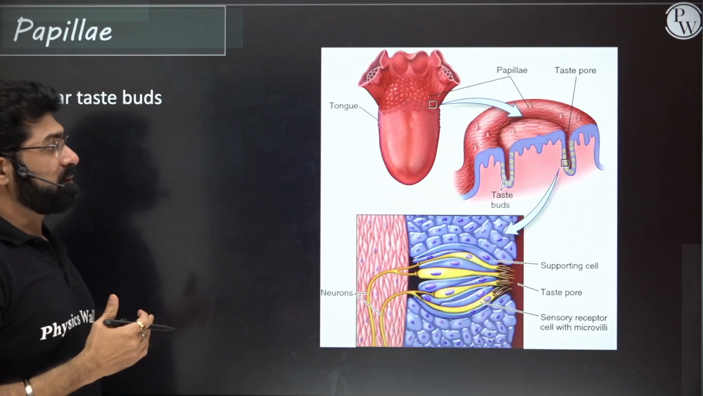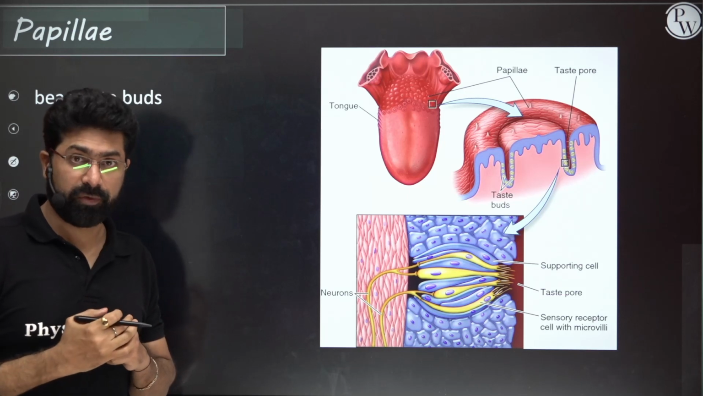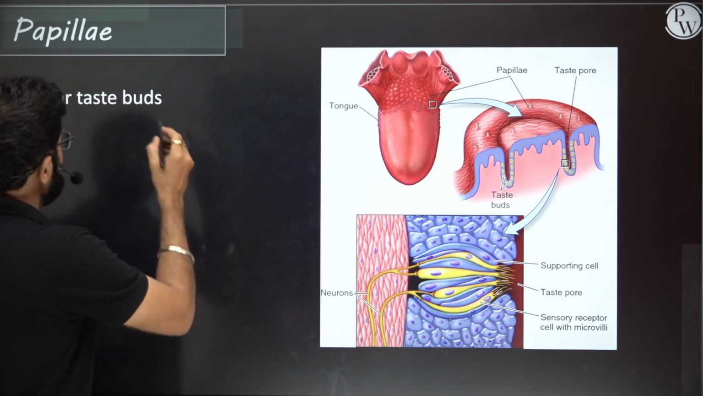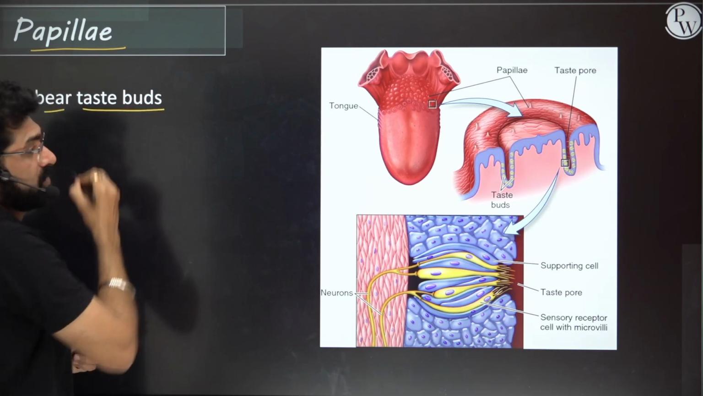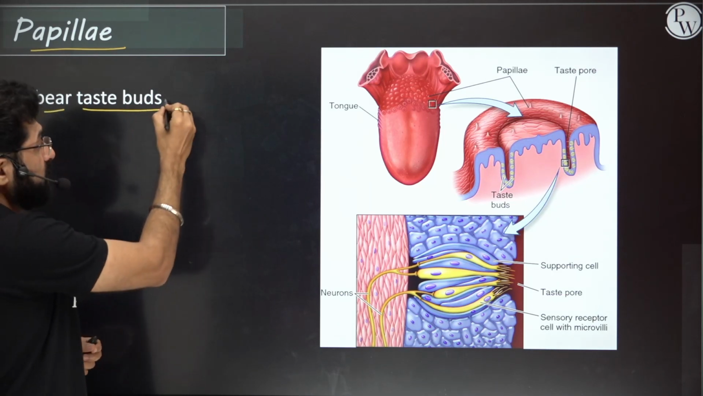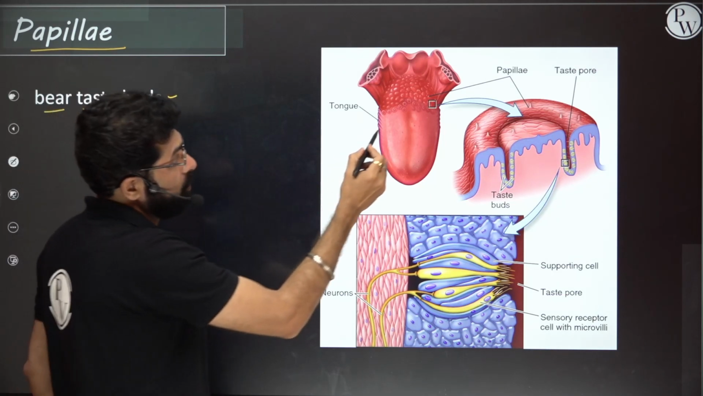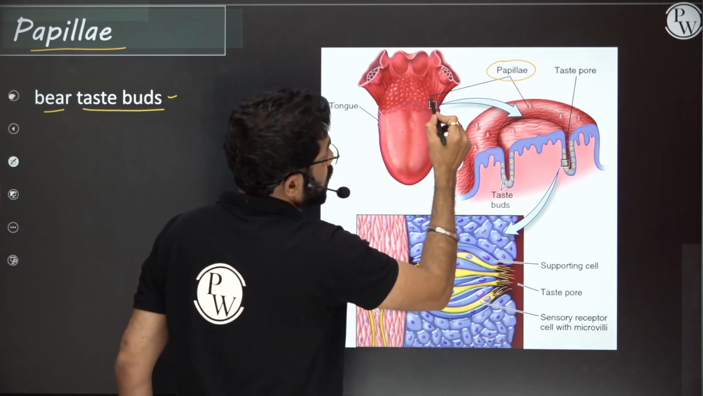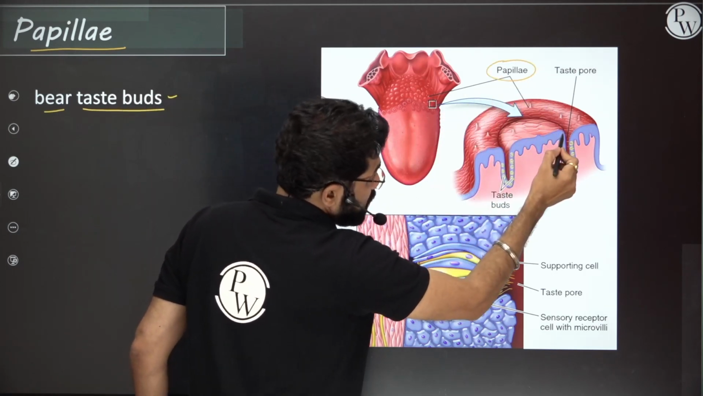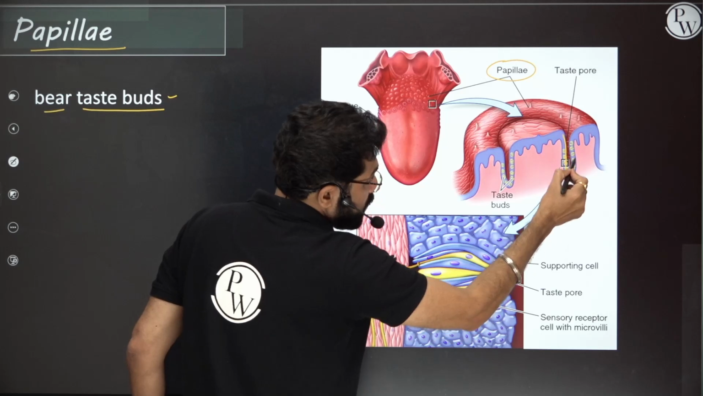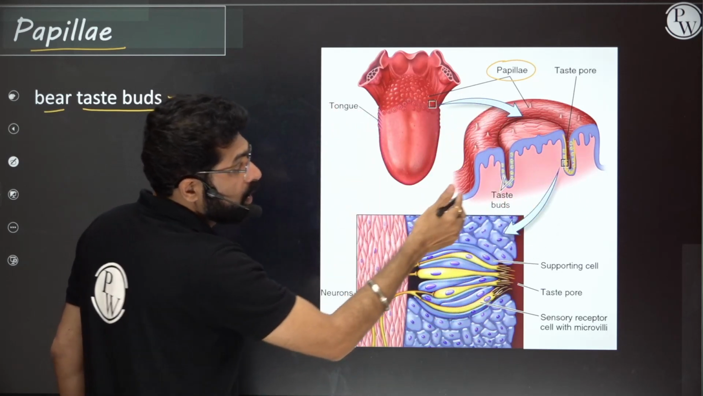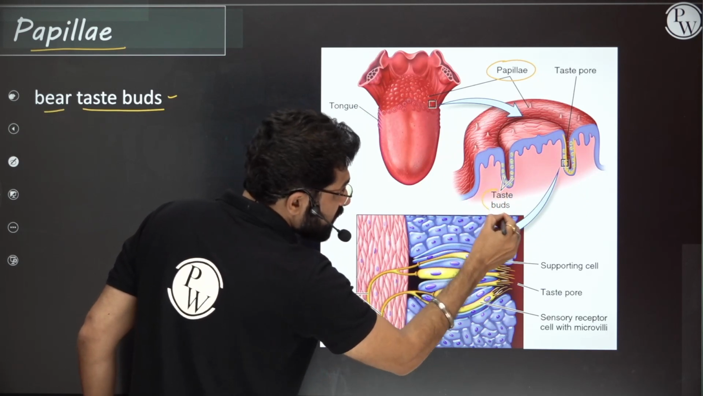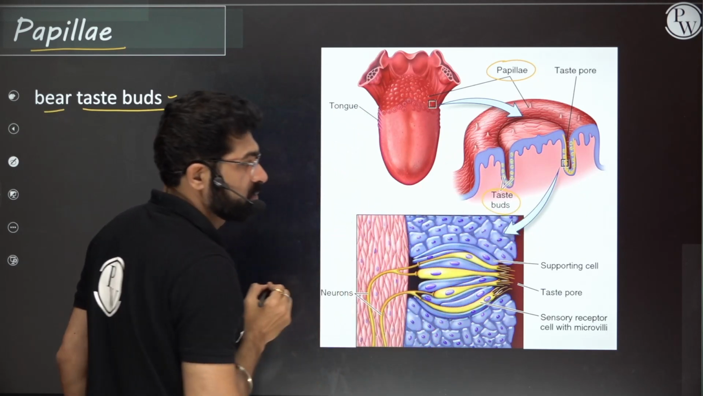Let us continue further and talk about those taste buds which we were talking about. So tongue has papillae. On papillae, you have the taste buds. Let's see how. These are papillae, and these papillae have some taste pores here. Can you see the papillae has some depression, which is called taste pore. And inside the taste pore, you see some taste buds.